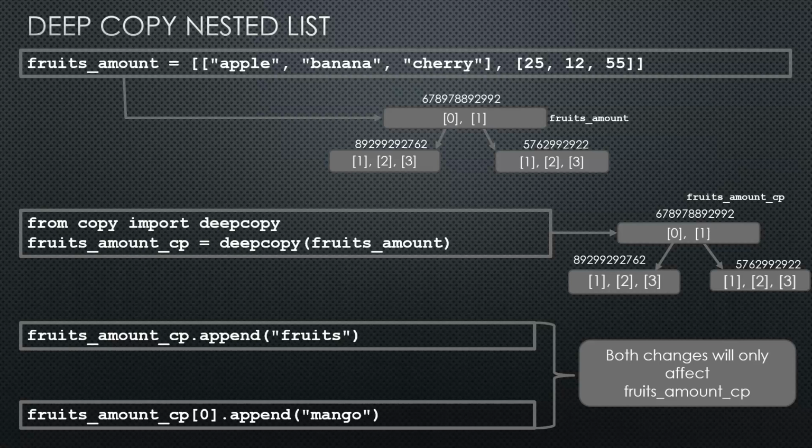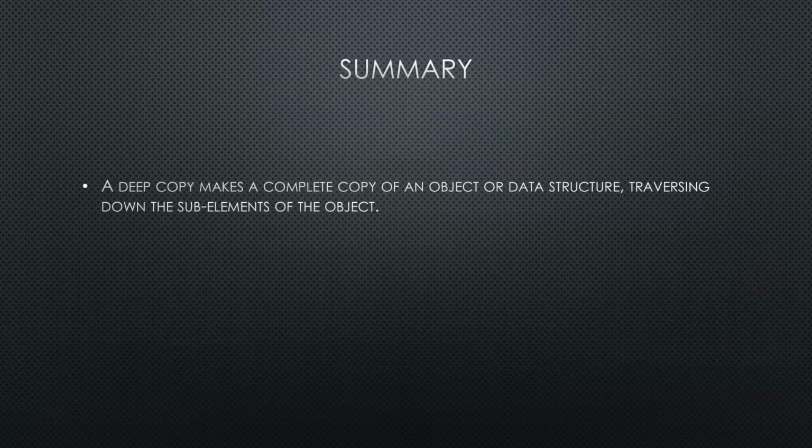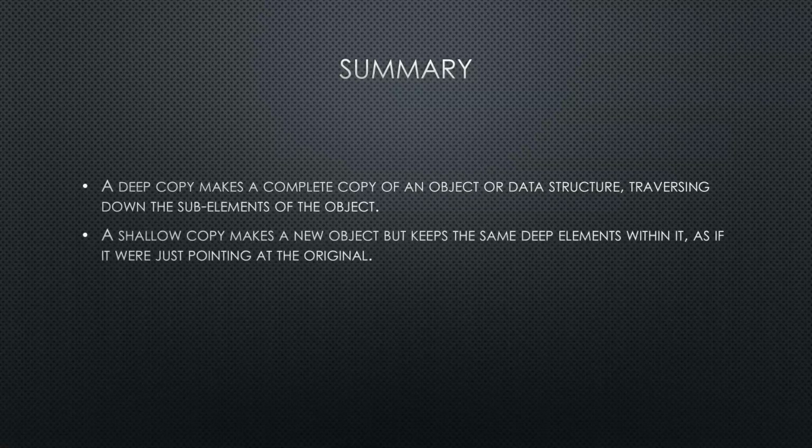Let's summarize what we have learned so far. A deep copy makes a complete copy of an object or data structure, so it will traverse the sub-elements and copy everything to new memory locations. However, a shallow copy makes a new object, but it keeps the same deep elements within it, so the internal elements are pointing to the original memory location. Let's now switch to the editor and understand this practically.